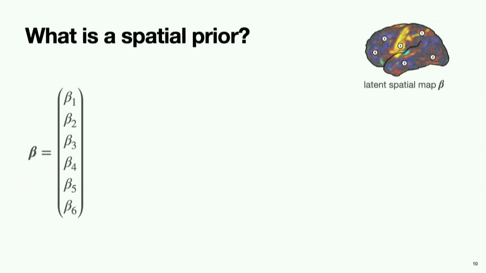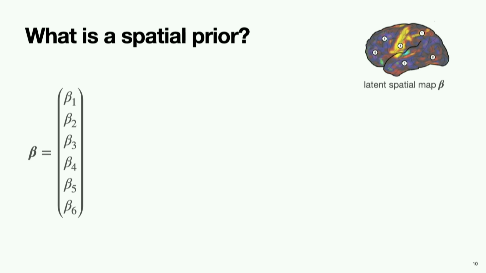Okay, so here we're talking about spatial Bayesian models. So what do I mean when I talk about a spatial prior? So I'm going to try to illustrate this in a very simple example. So I have a latent spatial map, and this is a continuous map, but I observe data at a set of discrete locations. So here I'm drawing 6 different locations on the brain. But in practice, of course, we'd have 10,000 or 100,000 locations. But just so we can conceptualize it, I've drawn 6 locations.